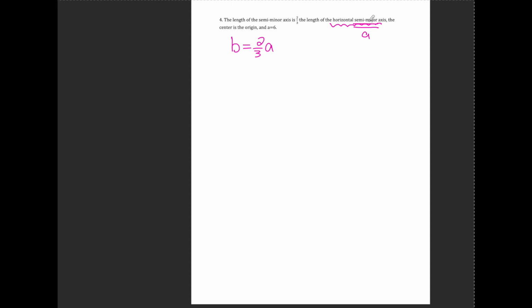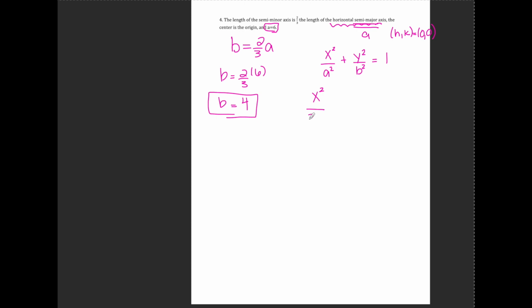Since this major axis was horizontal, this has to be an x-type ellipse. So x squared over a squared plus y squared over b squared is equal to 1. The center is the origin, so (h, k) is just (0, 0). So I don't have to worry about h and k in these numerators. And then they also told me that a is equal to 6. So I can plug a right in here. So I get b is 2/3 times 6. 6 divided by 3 is 2, times 2 is 4. So I know that b is 4 and a is 6, and I can plug those right into the equation of my ellipse. So I have x squared over a squared, which is 36, plus y squared over b squared, which is 16, equal to 1.